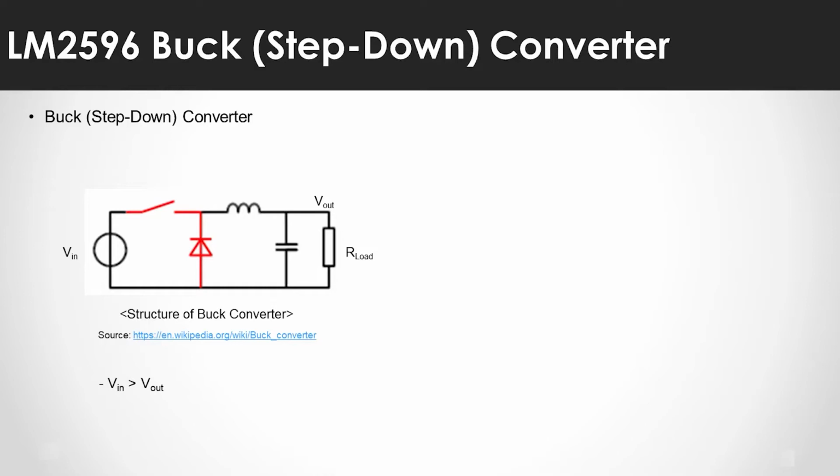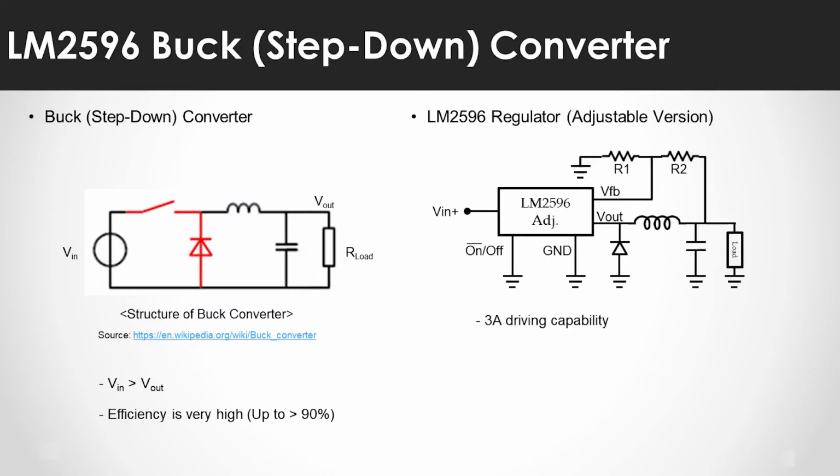In order to transfer energy while the switch is turned off, storage elements such as inductor and capacitor are required. Unlike a linear regulator, it does not consume heat, so the efficiency may be very high, up to 90% or more. The LM2596 adjustable version is capable of supplying 3 ampere of current. And the input voltage range is from 4.5 to 40 volts. Output can be generated from 1.23 volts, the internal reference voltage, up to 40 volts.